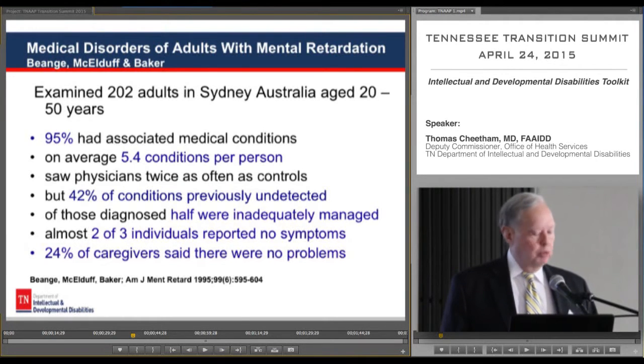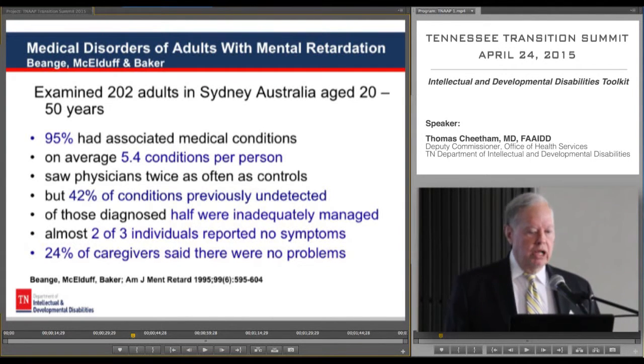A significant proportion of the folks said there's no problems, and a part that's always alarmed me, because I often rely on family members and staff and others who might accompany the person, almost a quarter of them said, no, the person is fine. And this is in people that had 5.4 diagnoses each.